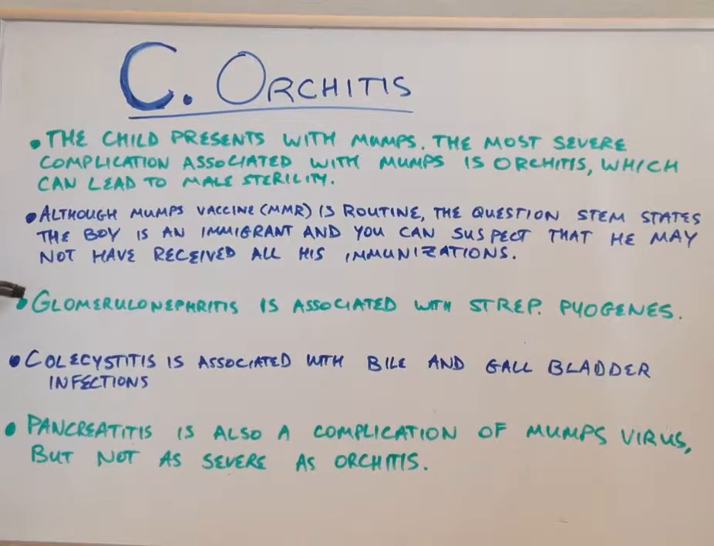Glomerulonephritis, option A, is associated with strep pyogenes. Cholecystitis, option B, is associated with bile and gallbladder infections. And pancreatitis, option D, is also a complication of mumps virus, but is not as severe as orchitis in leading to male sterility. And this has been our question series.